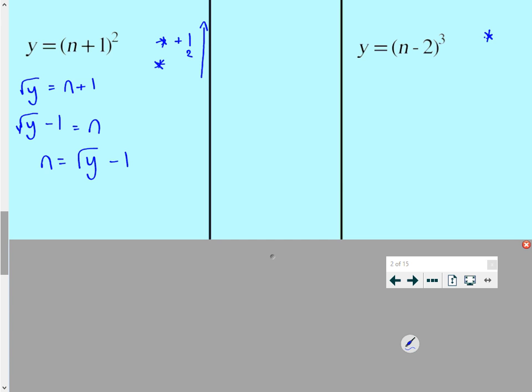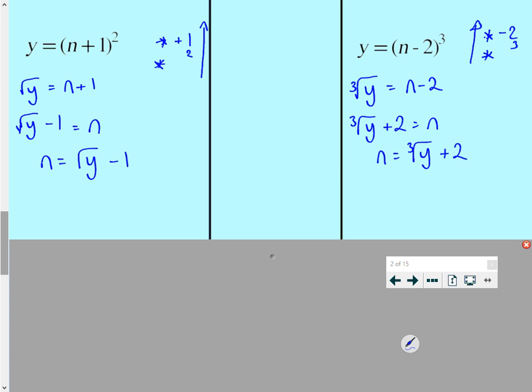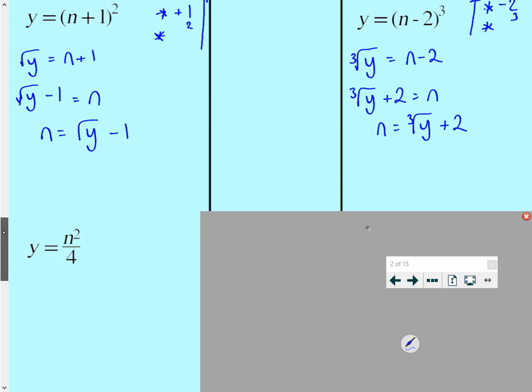Here, the first thing, again, please pause the video, take as long as you need. But here, press play to see how you got on. Here, take away 2 first, then I'm going to cube. So when working backwards, I'm going to cube root both sides. And I don't need the bracket anymore. Then I'm going to add 2 to both sides. So n is going to be the cube root of y, add 2. Again, clearly showing that they are separate. The cube root doesn't cover the 2.